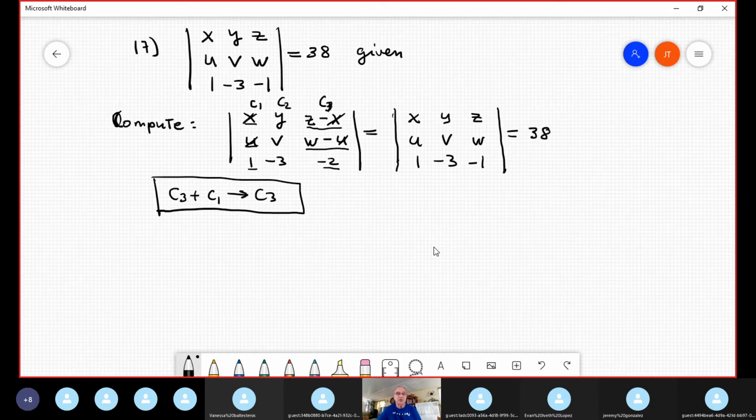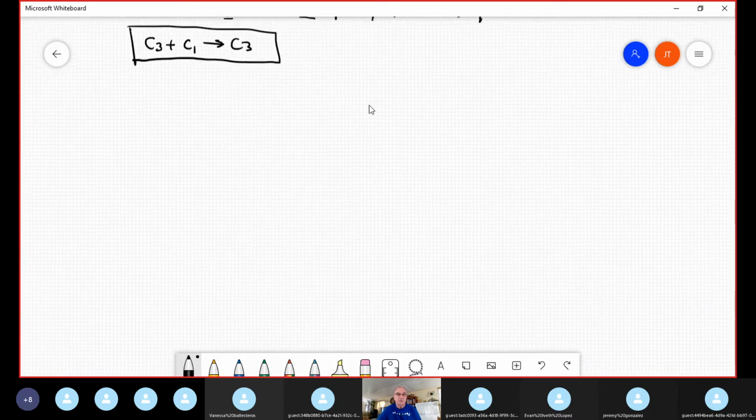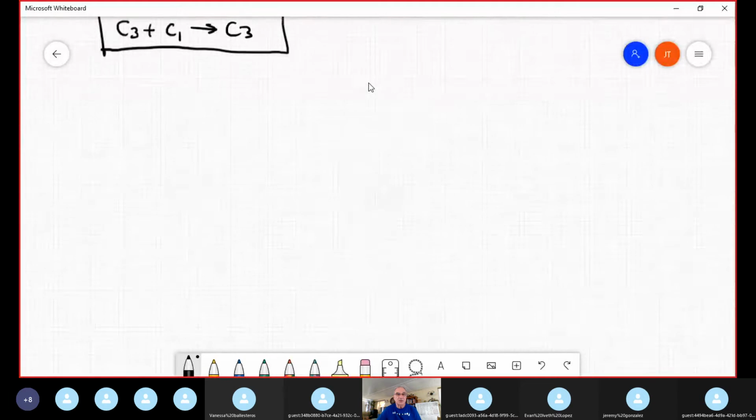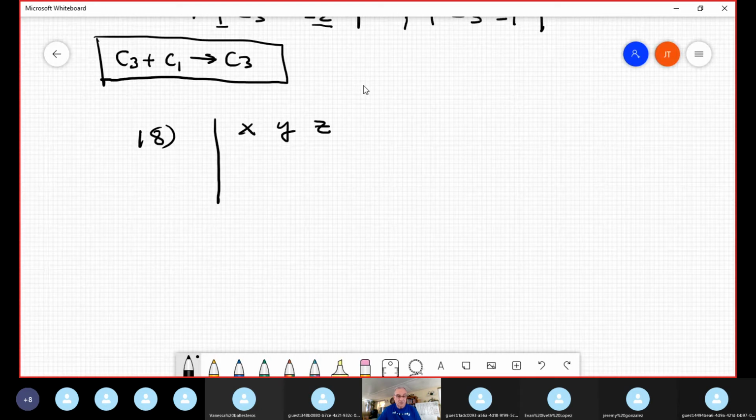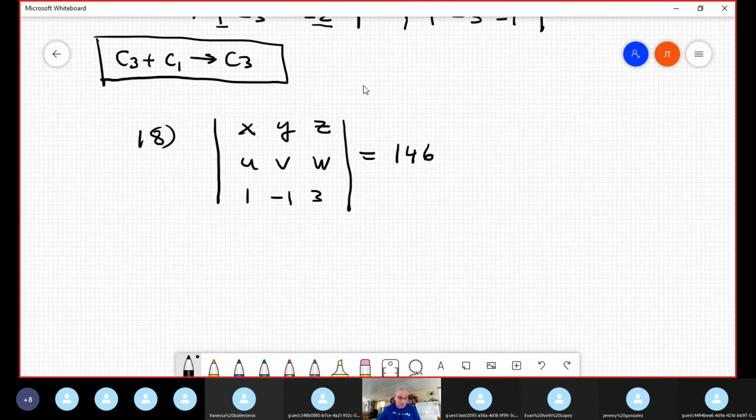18 is similar. Let me try 18. It is x, y, z, u, b, w, 1, negative 1, 3. This is given, in this case a little bit different. 146 is the value for this. I need to compute the new determinant. It's a little bit more complicated.